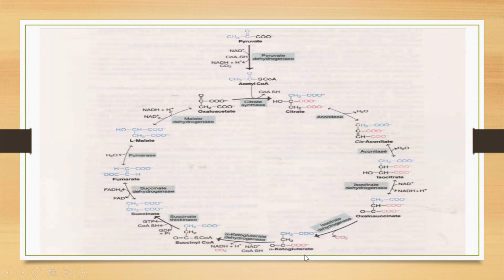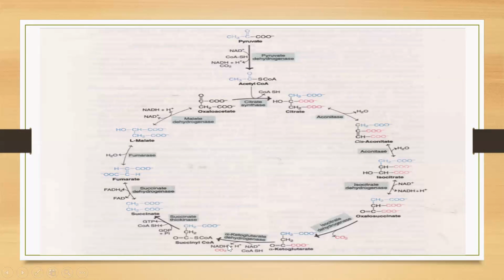Then after alpha ketoglutarate, the enzyme used is alpha ketoglutarate dehydrogenase, and we get the formation of succinyl coenzyme A. At this step, the second CO2 and second NADH molecule is produced in the TCA cycle. The step is alpha ketoglutarate to succinyl coenzyme A. The enzyme used is alpha ketoglutarate dehydrogenase, and the second CO2 and second NADH molecule of the TCA cycle is produced at this step.